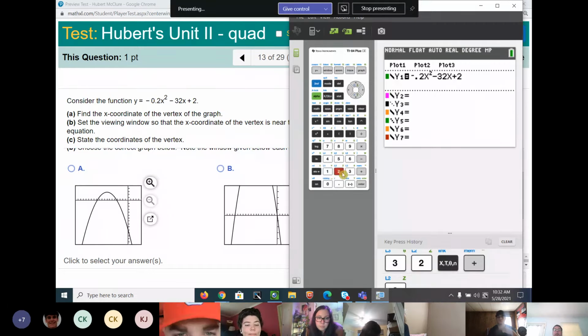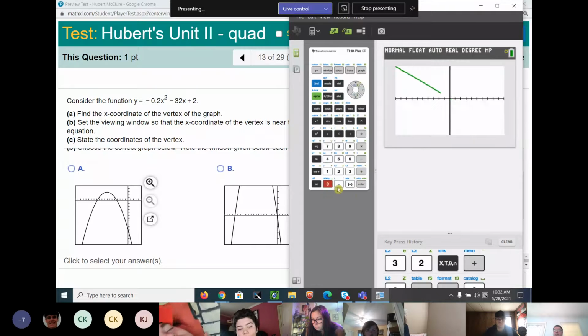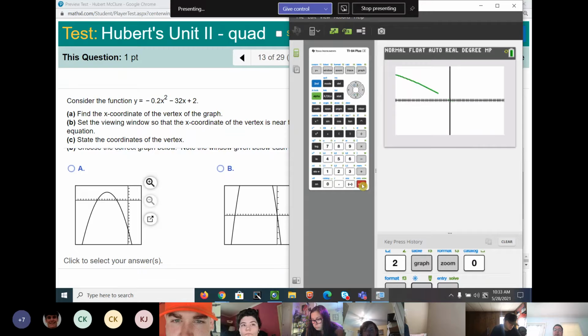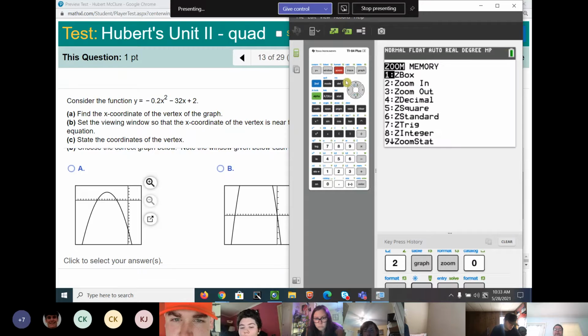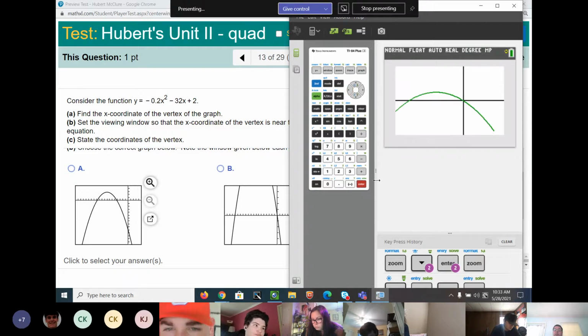All right. Graph. And I'm going to hit Zoom Fit. And that's not going to help either. That's the same type we got a while ago. So I'm going to zoom out a couple of times so I can see what it looks like. I'm going to move over here and put the center right there. There you go. So that's what it looks like.